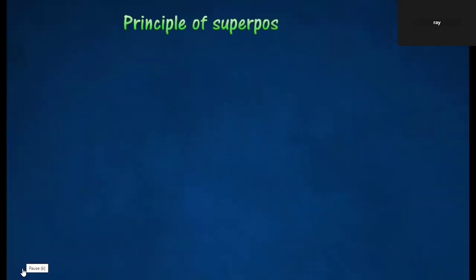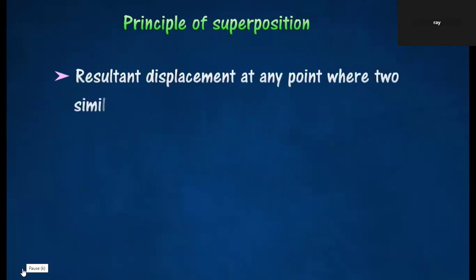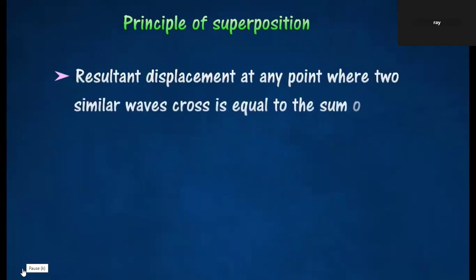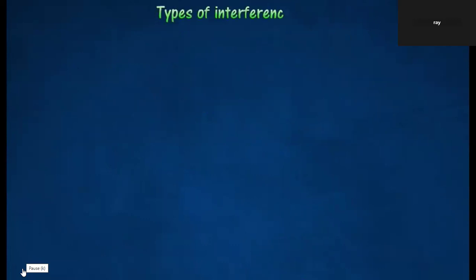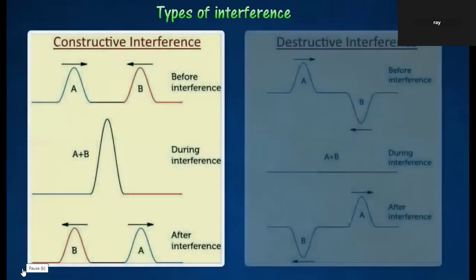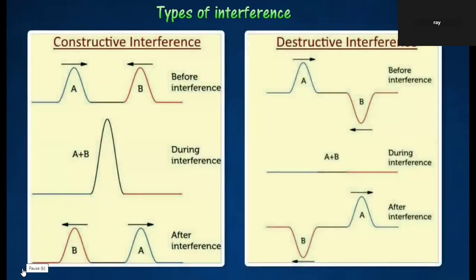The principle of superposition states that the resultant displacement at any point where two similar waves cross is equal to the sum of the separate displacements of the two waves. Wave interference occurs when two waves that are traveling in opposite directions meet. The two waves pass through each other, and this affects their amplitude. There are two types of interference: constructive interference and destructive interference.